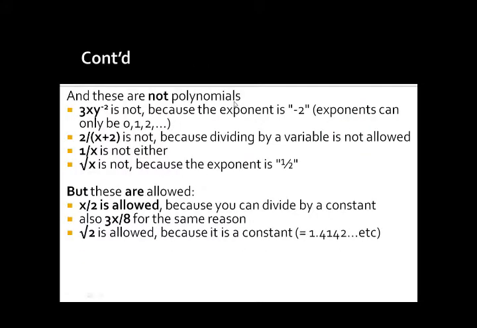These are examples of non-polynomial terms. 3xy to the -2 is not, because the exponent is -2, and exponents can only be 0, 1, 2, etc. 2 divided by x plus 2 is not, because dividing by a variable is not allowed. 1 over x is not either, because of the same condition. Root x is not, because the exponent is a half. So the root of any term is an exponent of a half.